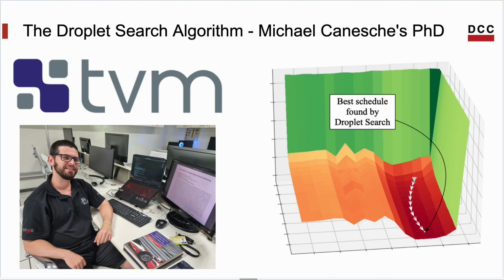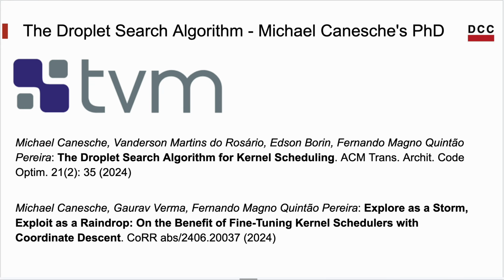This algorithm was invented during Michael's PhD, who had a scholarship donated by Cadence, and now the algorithm is used in open source projects, such as the TVM compiler, for instance. As a result of this work, sponsored by the industry, Michael published different papers explaining how Droplet Search was designed and implemented.